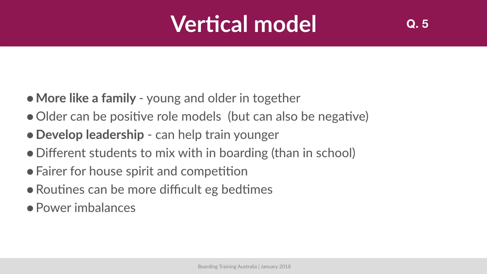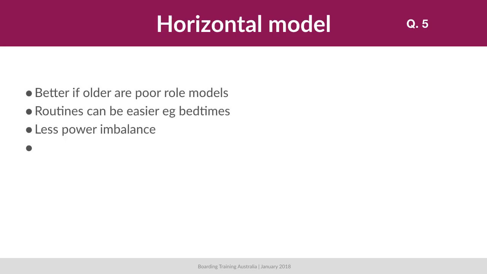Routines can sometimes be difficult because in one house you're going to have different bedtimes, for example, because you've got younger and older children in there, so they will have different bedtimes, and there can be power imbalances. A horizontal model is better if older children are poor role models. Routines can be easier, such as bedtimes, and there is less power imbalance. And so question 5 asks, explain the 2 advantages of a horizontal and vertical organisational model of boarding. And so you've probably got some examples here of advantages of both. Just some considerations.